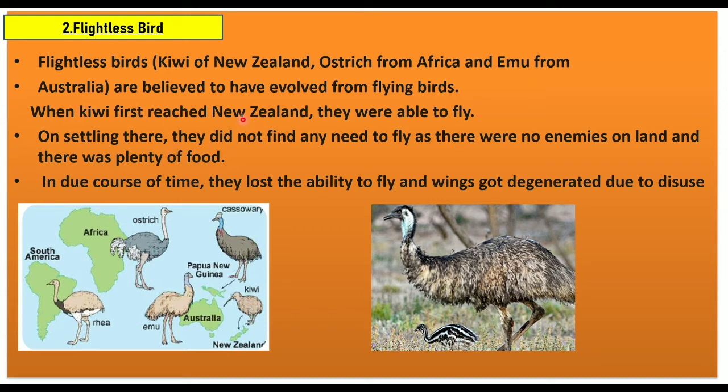As the kiwi reached New Zealand, they did not find any reason to fly. Why? Because there were no enemies on land and there was plenty of food. In due course of time, they lost the ability to fly and the wings degenerated due to disuse. As they did not fly, they did not move their wings continuously. As they did not use these wings continuously, the wings fell into disuse, and because of this disuse, the wings became degenerated.